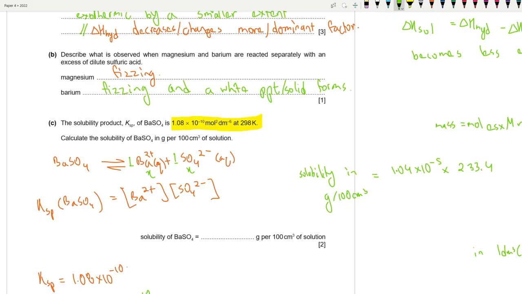In 100 cm cube, we will have 1.04 times 10 to the power minus 5 times 233.4 divided by 1000 times 100. So that's basically divided by 10. Do you guys get what happened? It's basically a unitary method. So I get a value of 2.42 times 10 to the power minus 4. Understood?